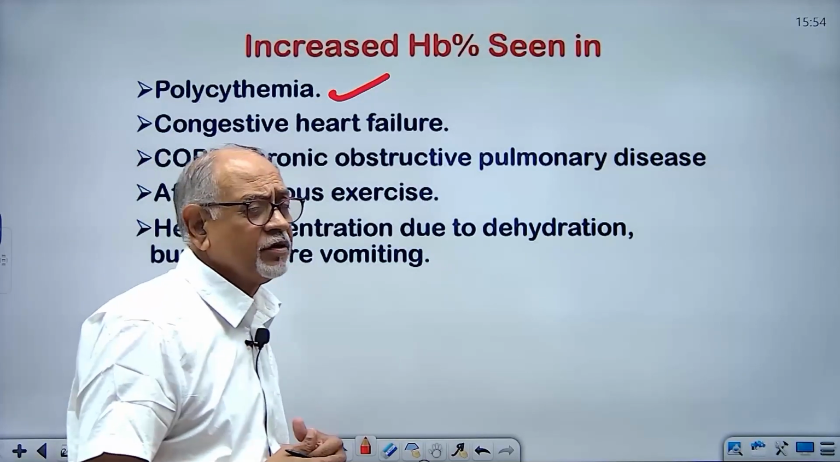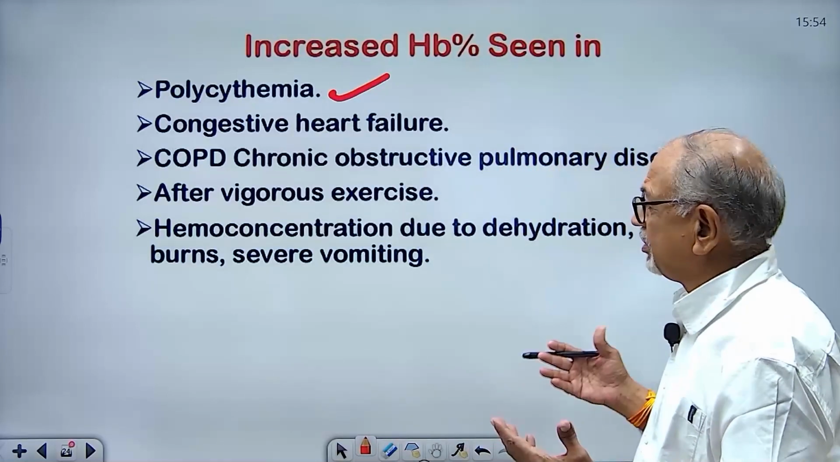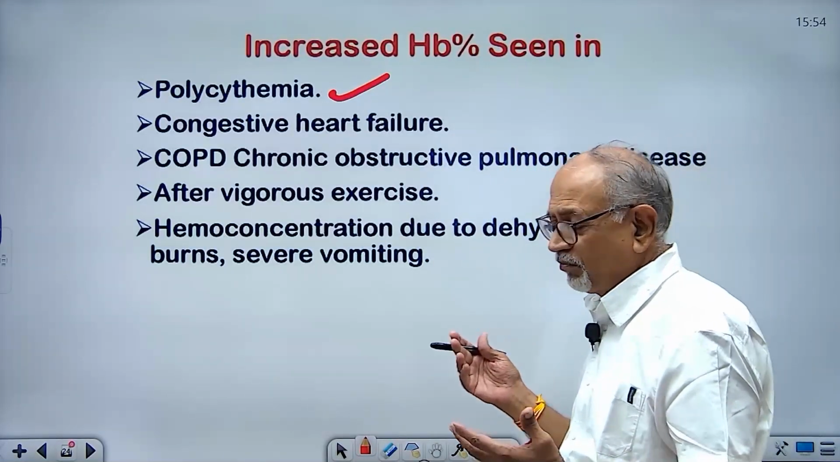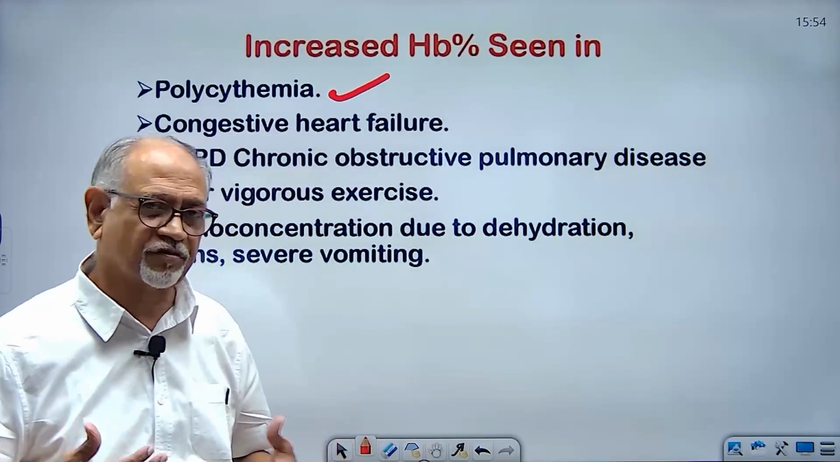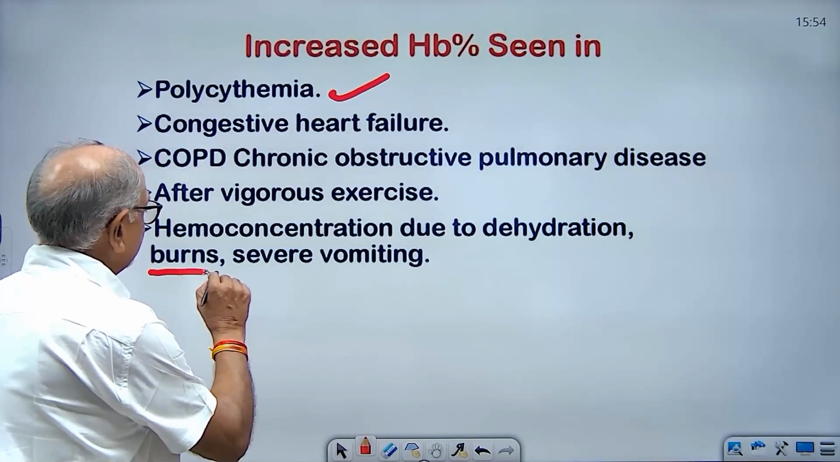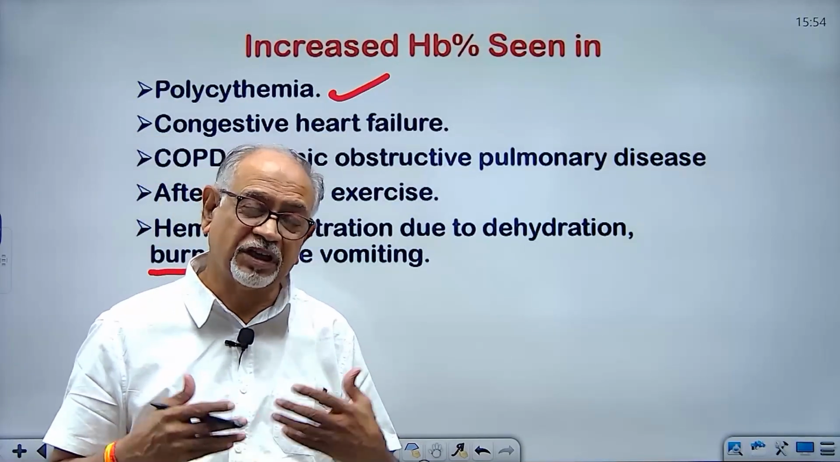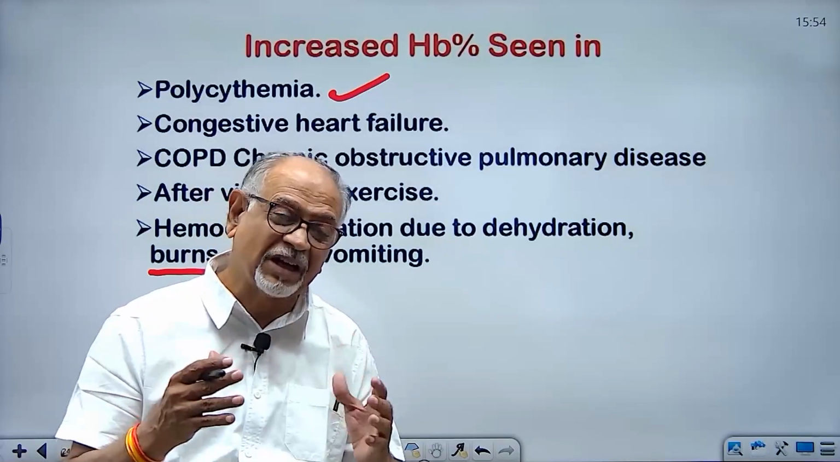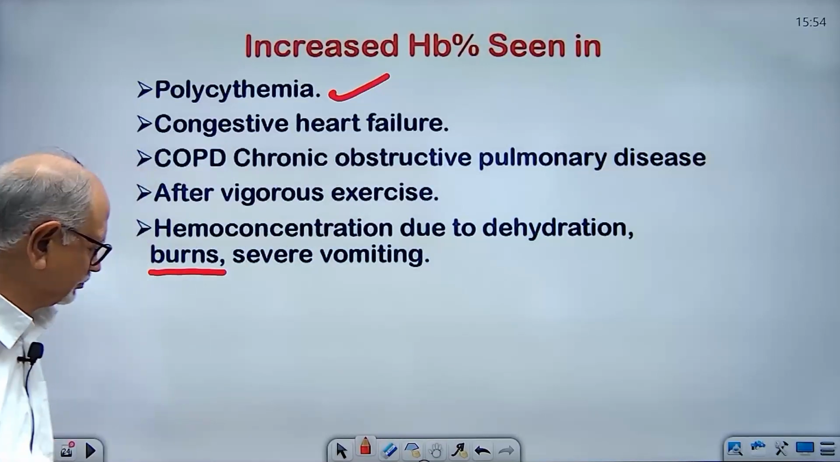In case of hemoconcentration, as in diarrhea, dysentery, or burns. In case of burns, a lot of evaporation of fluids occurs from the skin surface. So in that case, when the blood becomes concentrated or thick, or the density of blood increases, the percentage of hemoglobin increases.